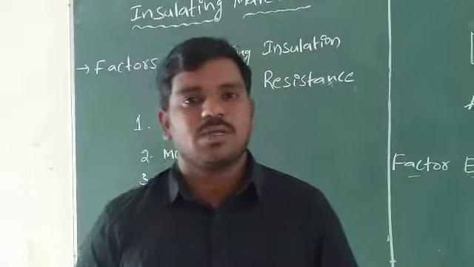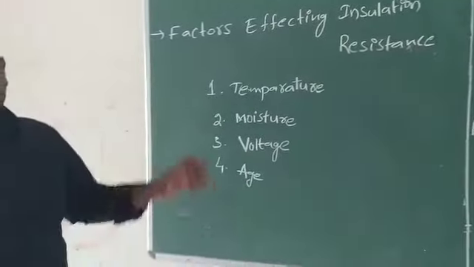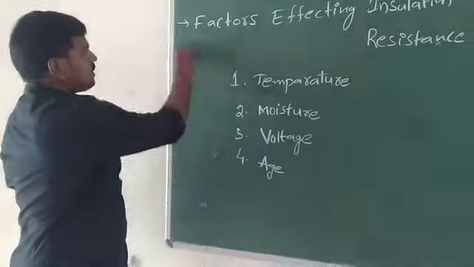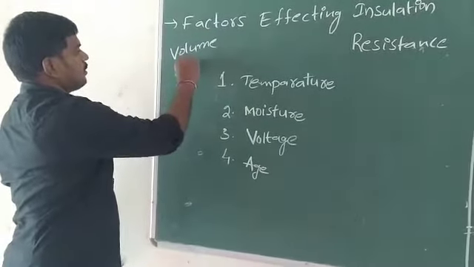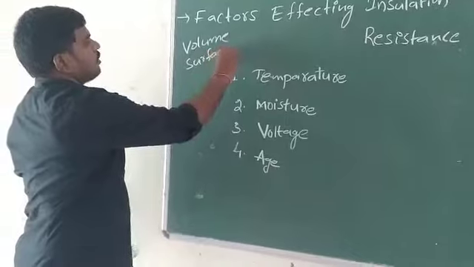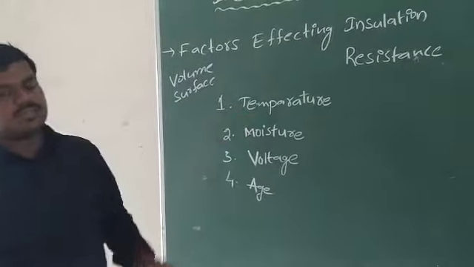Today we are going to see what are the factors affecting the insulation resistance. In the last class, we saw that insulation resistance is of two types: one is volume and one is surface. So what are the factors affecting the resistance of the two? Let's take temperature first.